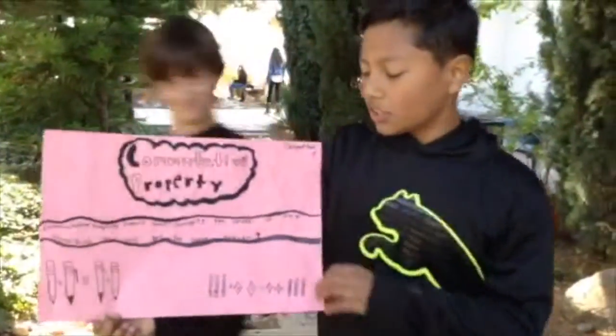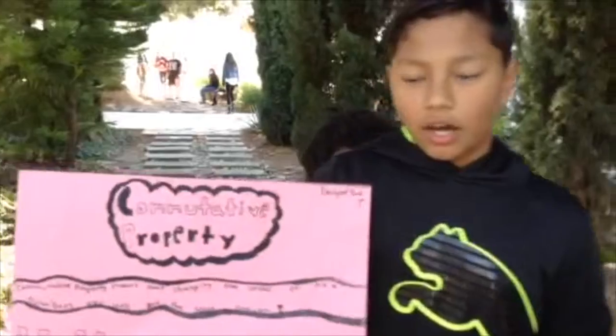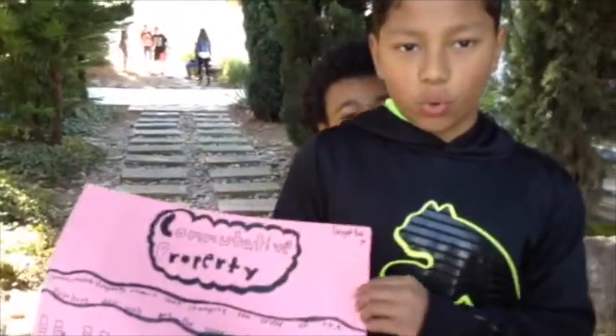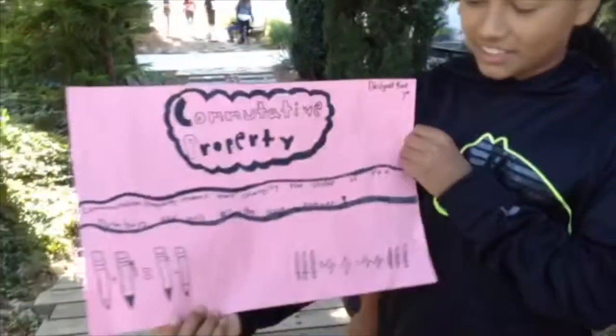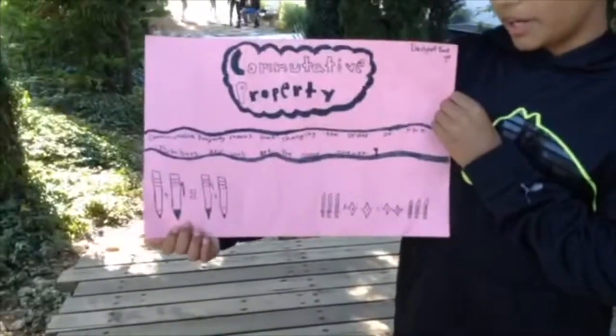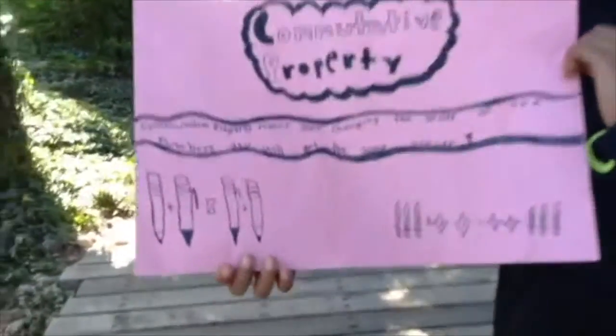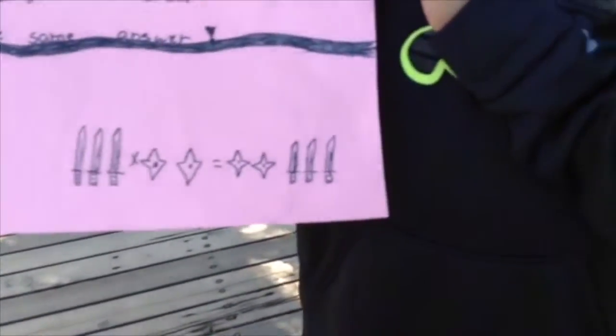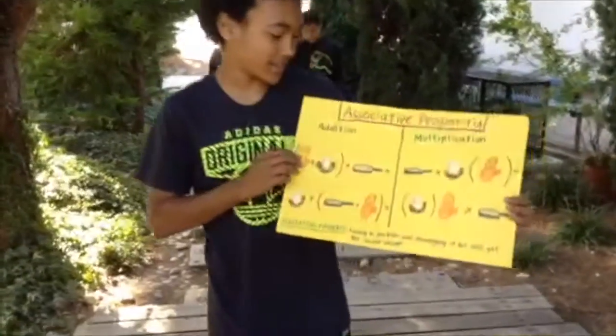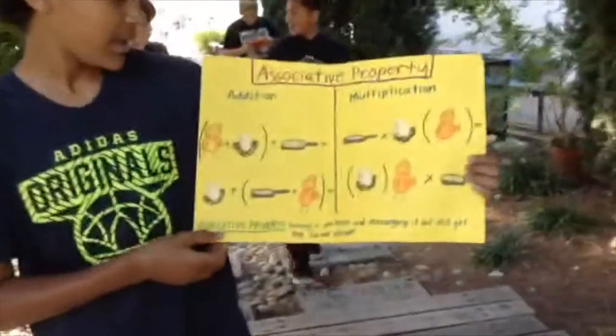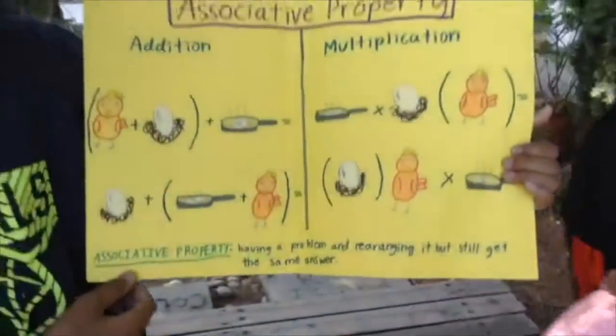So I am doing the commutative property. So commutative property means, in summary, that if you change the order of the numbers, you're still going to get the same answer. For example, pencil plus pen equals pen plus pencil, and 3 swords plus 2 ninja stars equals 2 ninja stars plus 3 swords.